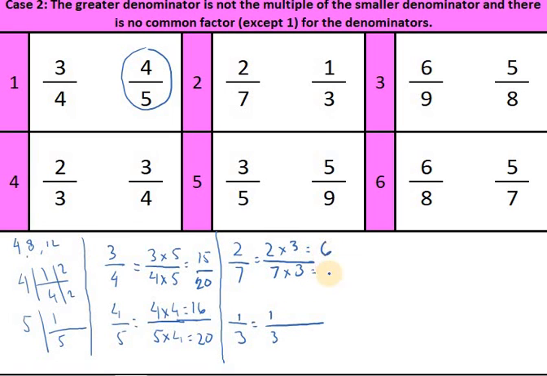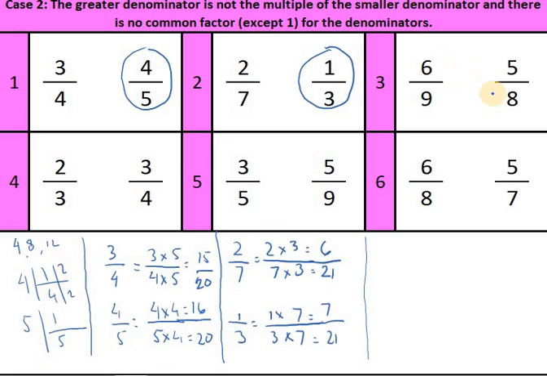So this one is 6 out of 21. And then 1 out of 3 will be multiplied by the denominator from the other fraction, which is 7. So we have 7 out of 21. As you can see, we now have the same denominator, so we can do the comparison. 6 and 7: 7 is greater, right? So this is greater.